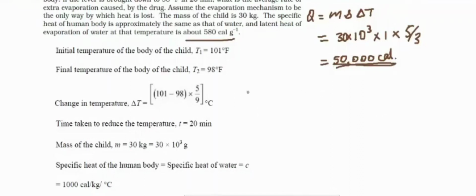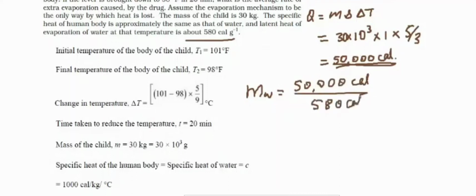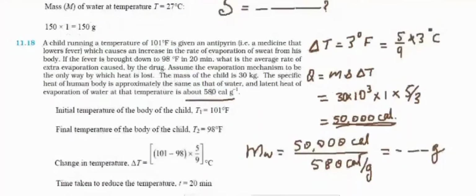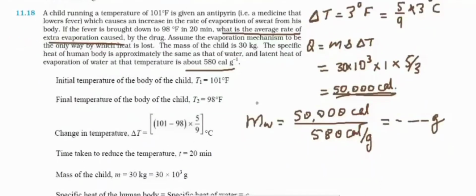What is the mass of water? Mass of water evaporated is equal to 50,000, that is the total calorie used, divided by 580 calorie per gram. So you will get the answer in gram, the mass of water used. Now the question is not the mass of water evaporated. The question is, what is the average rate of extra evaporation? Okay, so this much, MW, amount of water is evaporated in 20 minutes.